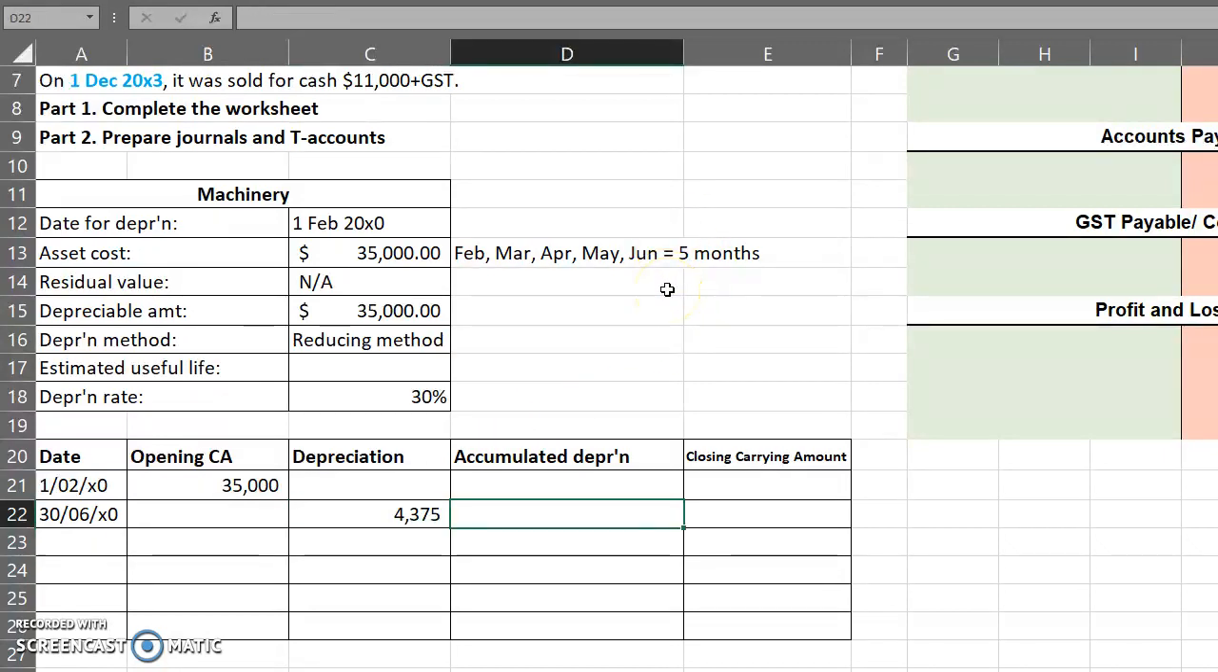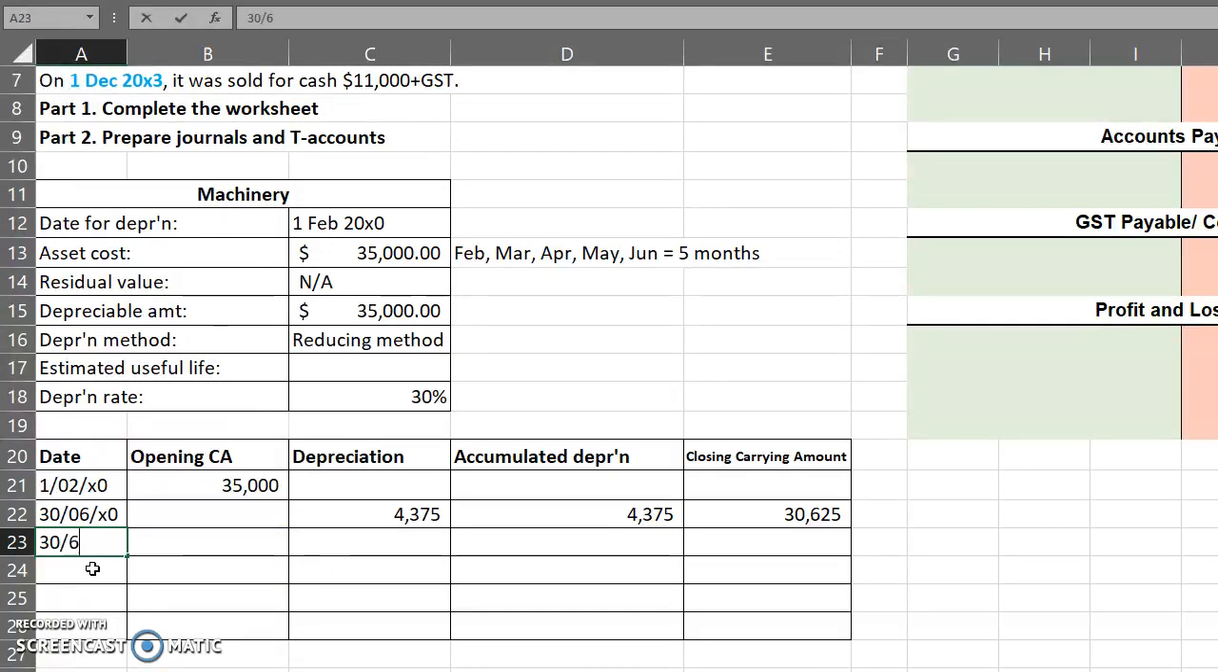Accumulated depreciation at this stage is $4,375 because we only have 1 year of depreciation. Closing carrying amount will be cost, take away accumulated depreciation. Please note, this is not a lesson in Excel. That's why I'm not using formulas.